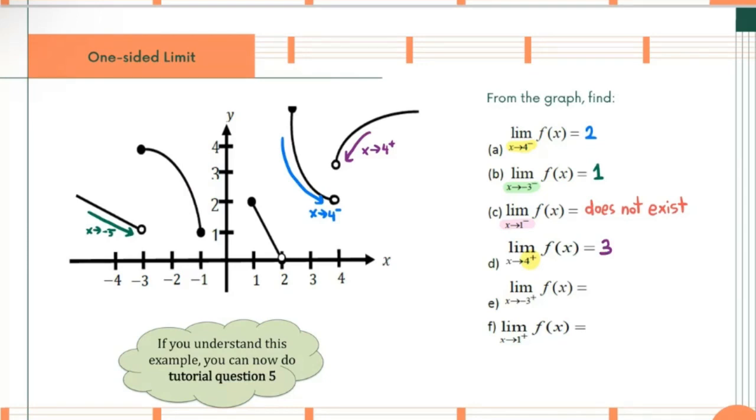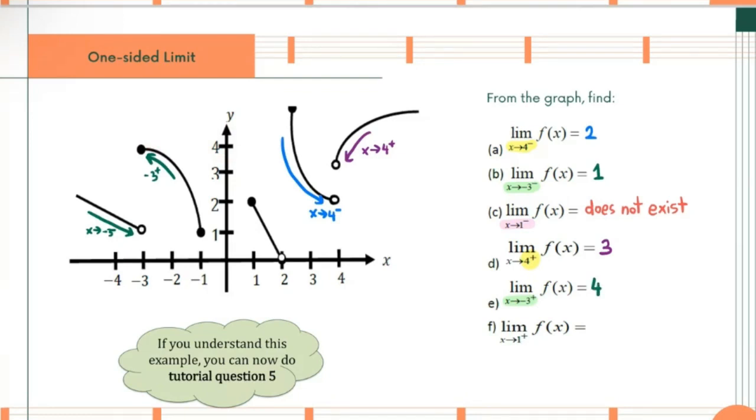Okay. Seterusnya, negative 3 from the right. So negative 3 from the right. So ni adalah daripada arah kanan negative 3. Kan negative 3 ini arah kanan dia. So from negative 3 to the right, dia menghampiri value here, 4. So kat sini jawapan kita adalah 4.